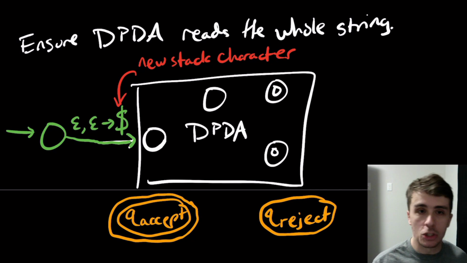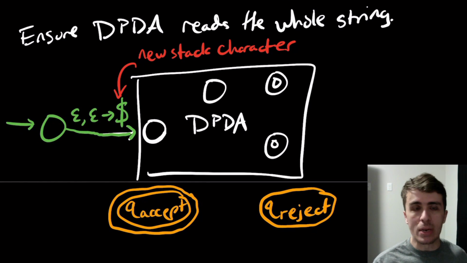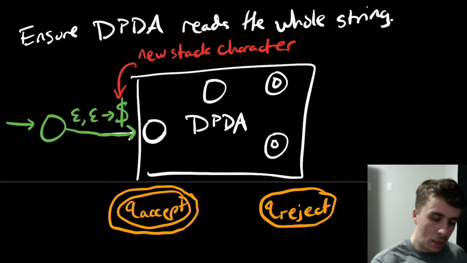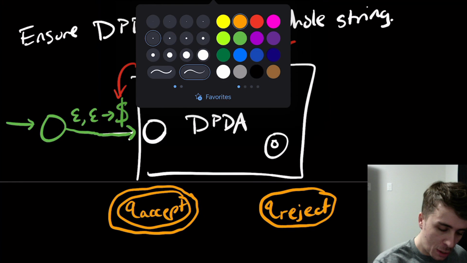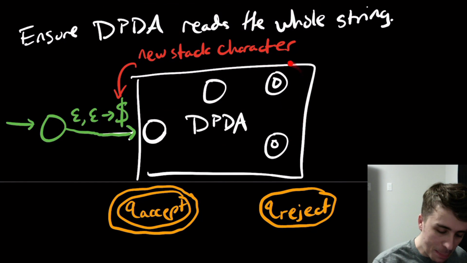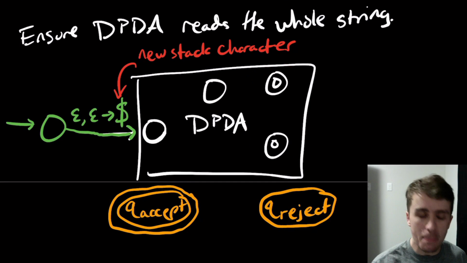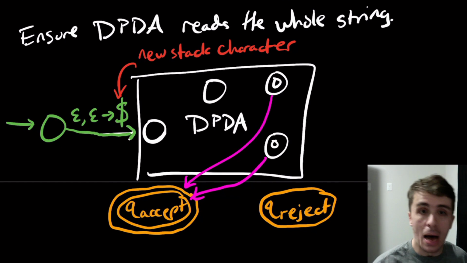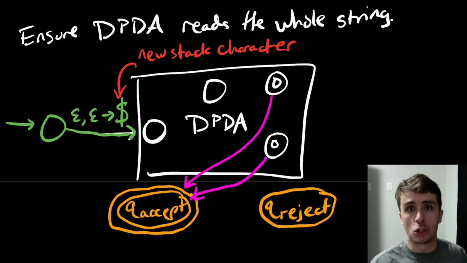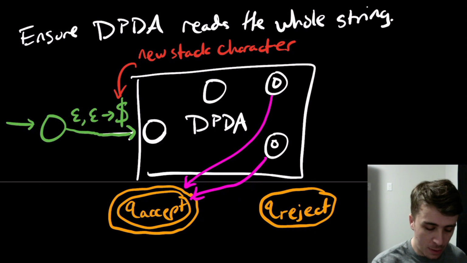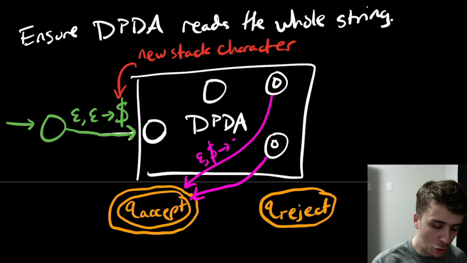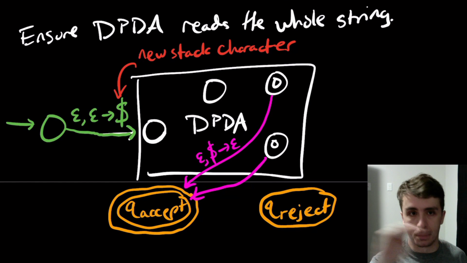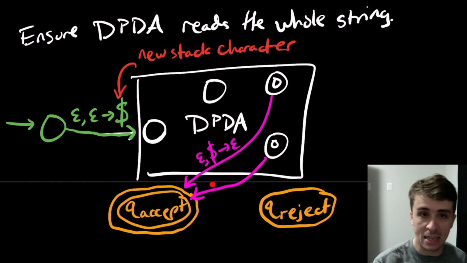If you know what a Turing machine is, this is kind of similar, but we need to actually be able to read the whole thing. From only the accept states that are originally in the DPDA, we're going to have a transition to the accept state that involves popping the special symbol, the $. For example, epsilon, $, goes to epsilon to pop the $ off. And this one right here is exactly the same.